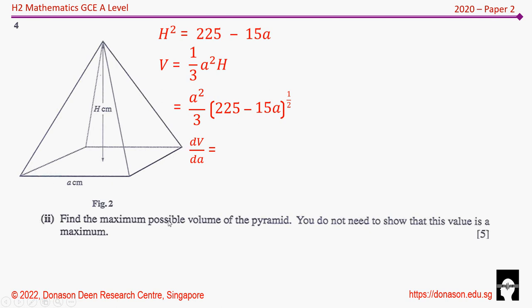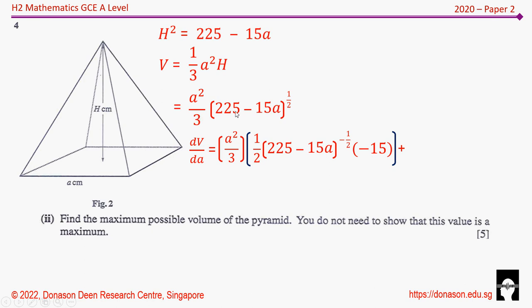Now let us differentiate, because we want to find the maximum possible volume of the pyramid. Of course when dV/dA is equal to 0, that's when you're going to get the maximum volume. So for dV/dA we could use the product rule. I'm going to keep A squared over 3 fixed, and differentiate the other part by chain rule. You bring the half to the front, and write 25 minus 15A to the power of half minus 1, which gives minus half. Then differentiating what is inside the bracket gives minus 15.